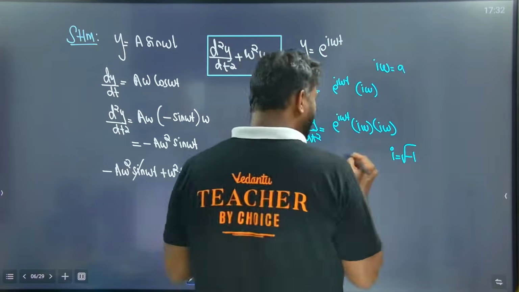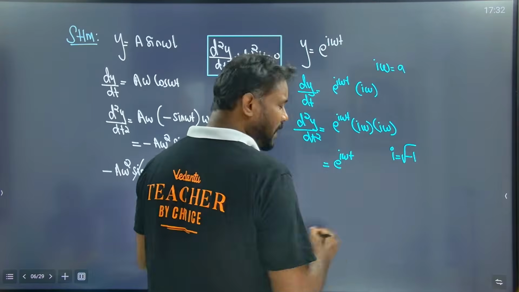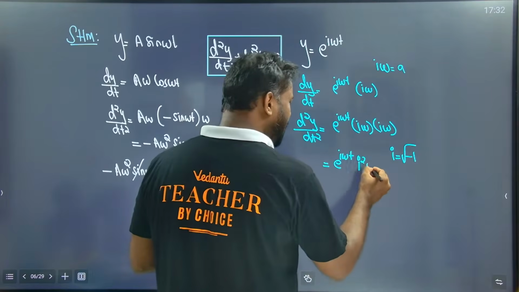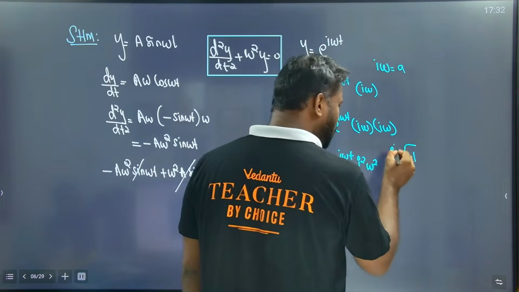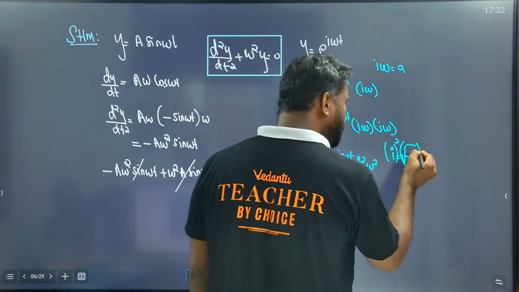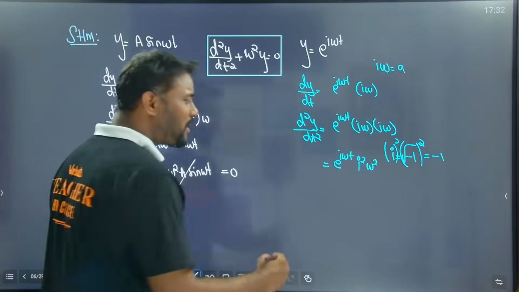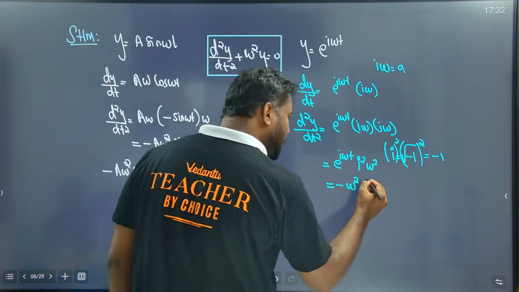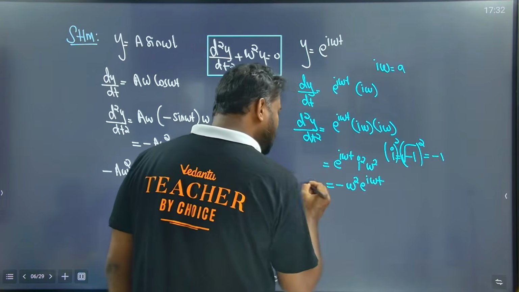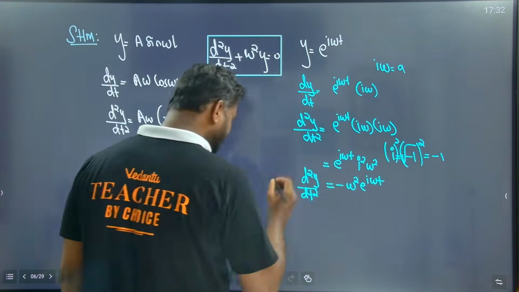Right? So because it is there twice, we can say e power I omega t. So can we say I square omega square? When I say the value of I is root minus 1, if I square it, I square gives minus 1. Clear? So now when I substitute, what will we get? This is minus omega square e power I omega t. So this is the second derivative, d square y by dt square. Is it clear? Everyone understood, right?